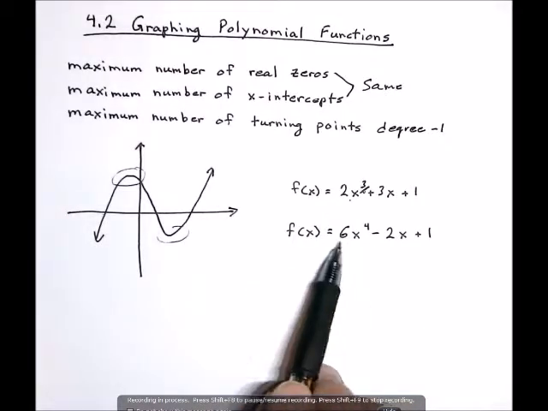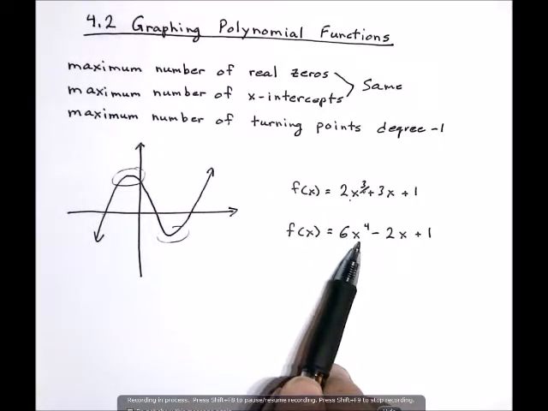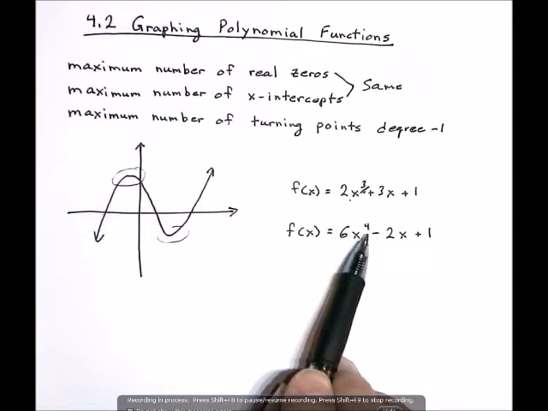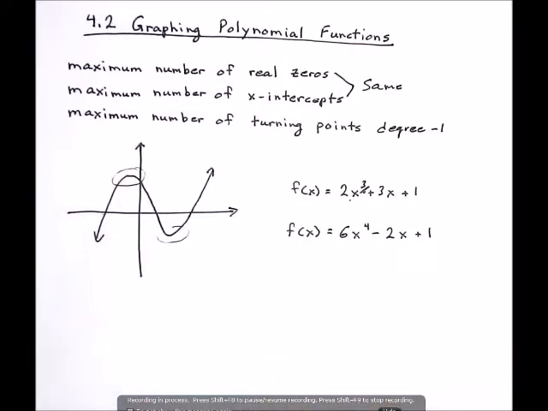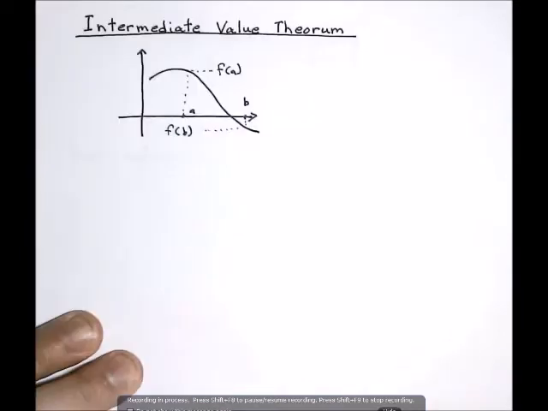On this polynomial, the degree 4 polynomial, it has a maximum number of 4 real zeros and a maximum number of 3 turning points. Fairly simple. And the only other thing you're going to do in this section is the intermediate value theorem.